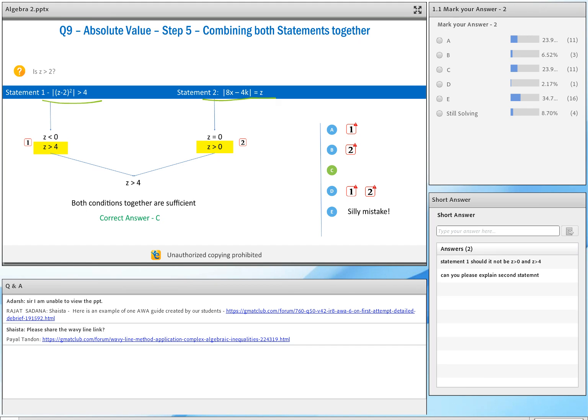Statement 1, should it not be? No, it should not be z greater than 0 and z greater than 4. Again, you have to do the processing as we did in the quadratic inequalities question that we solved in the basic questions. So if you're asking that question, then there is some conceptual gap there, so you need to work on that.